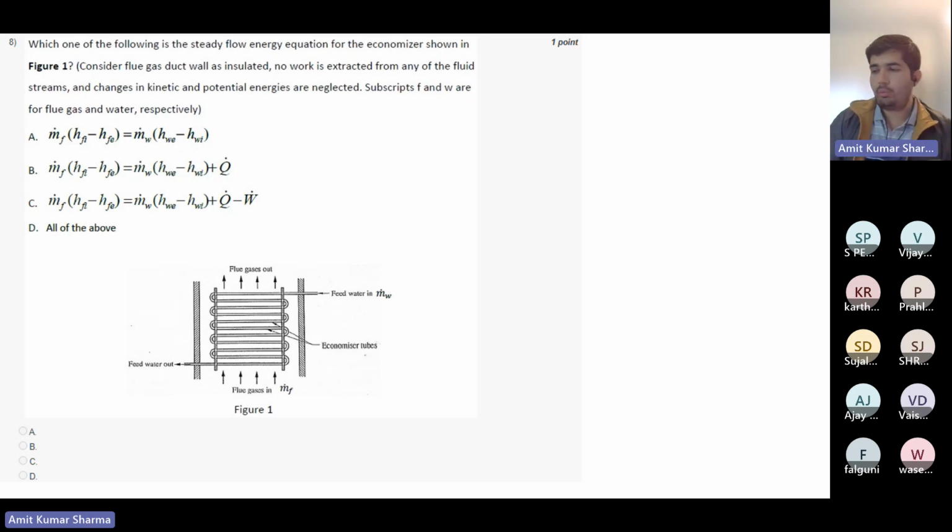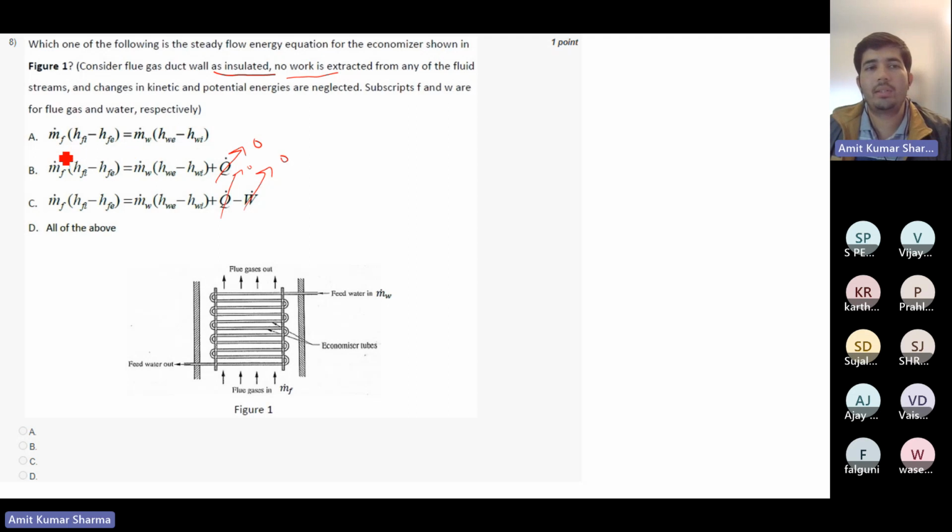Q is the heat interaction. It will be from system to surrounding, either heat added or heat rejected, and W will also be from the system to surrounding. As we have been given, the duct is insulated, so there is no heat transfer from system to surrounding. So this Q will be 0. No work is extracted, so this W will be 0.